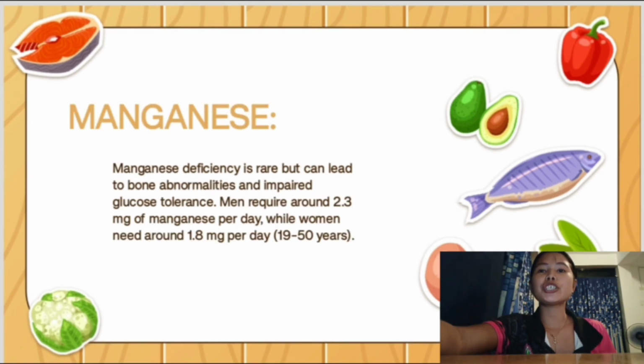Manganese. Manganese deficiency is rare but can lead to bone abnormalities and impaired glucose tolerance. Men require around 2.3 mg of manganese per day, while women need around 1.8 mg per day. The age range is 19 to 50 years.